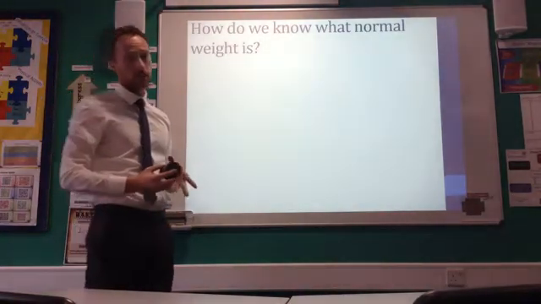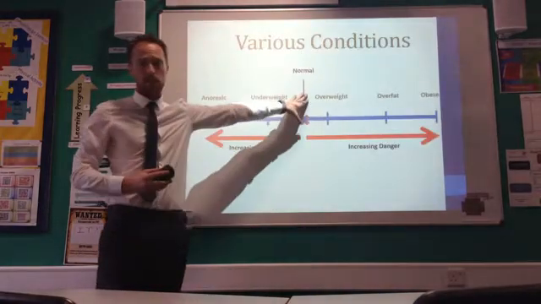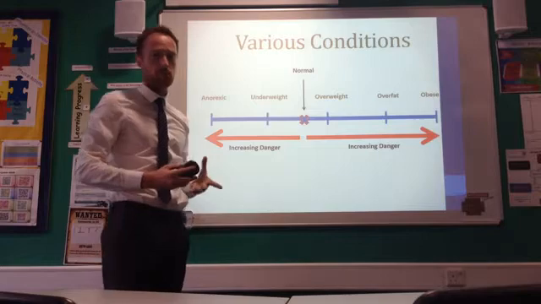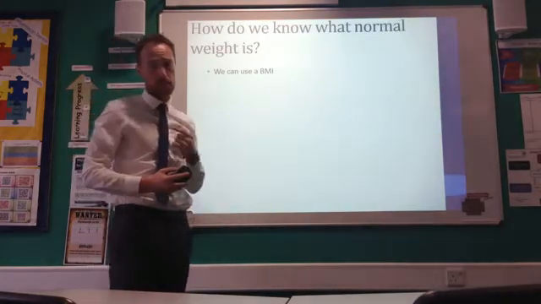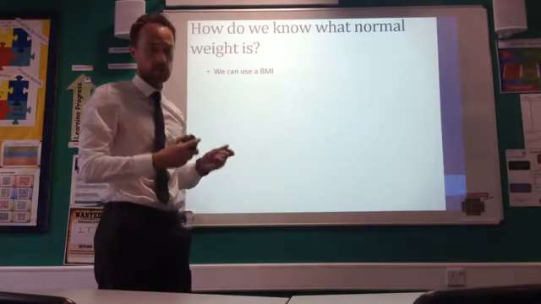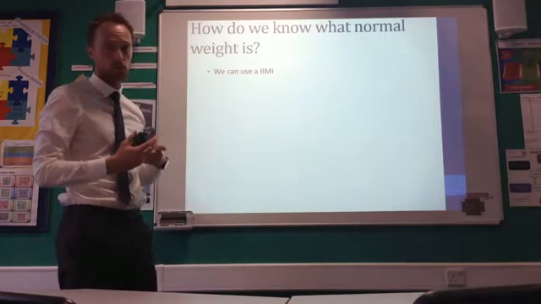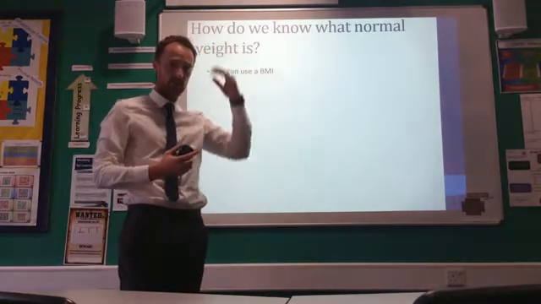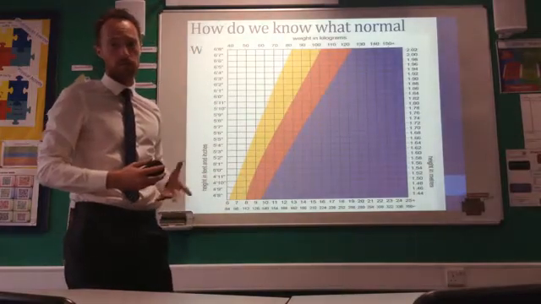But before we do that, we need to look at really what is normal. We've got normal as being in the middle, but what is normal for a human being? And the way that we can do that is by using what's called a BMI. It's a body mass index, and it will tell you what your weight is, whether it's normal, overweight or underweight. And you do this quite simply by recording your height and your weight, and then using this simple chart to work out where you would fit on there.